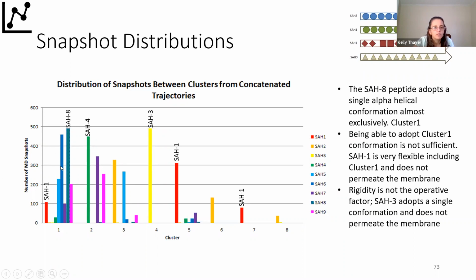This blue one here is similar to SAH8, but this one didn't do that all of the time. Being able to adopt the cluster 1 conformation is not sufficient, because all of these other conformations do access cluster 1, so that's not the property being checked here. Rigidity is also not the operative factor, because SAH3 adopts a single conformation. We may say the reason might be that it only has one conformation, but so does SAH3, and it's the wrong one. That's why it's not permeating the membrane. So we can heuristically interpret the data to understand what might be a good feature.